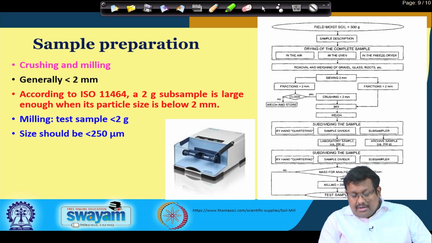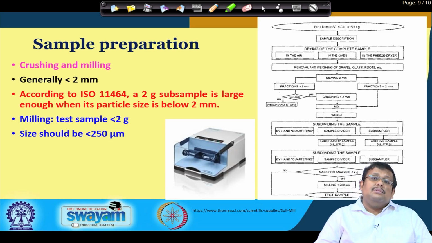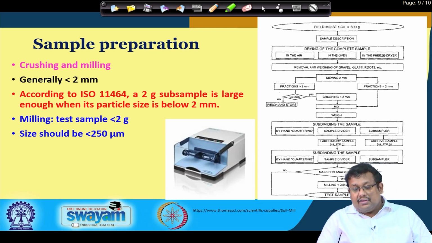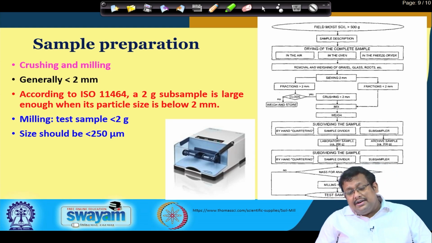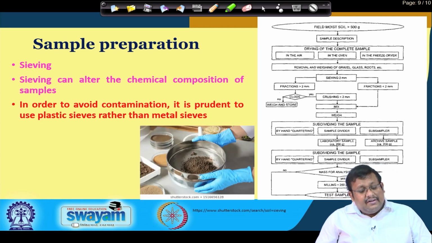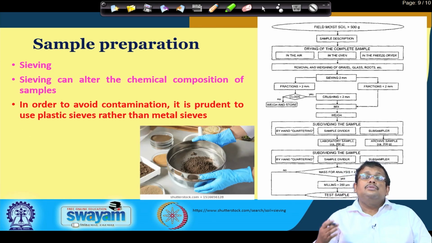Why is milling done? To further decrease the particle size, and generally the size in the milling process goes below 250 micrometer. So, here you can see this is a miller, and this is used for milling the soils. So, we have collected the soil, we have described the soils, then we have dried the soils, and then we are doing the crushing. After we crush the soil, then we are going to sieve the soil.